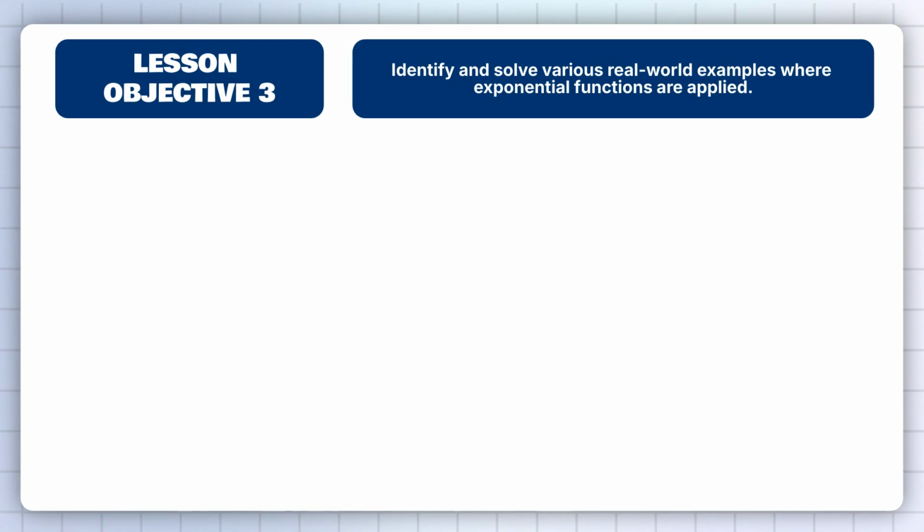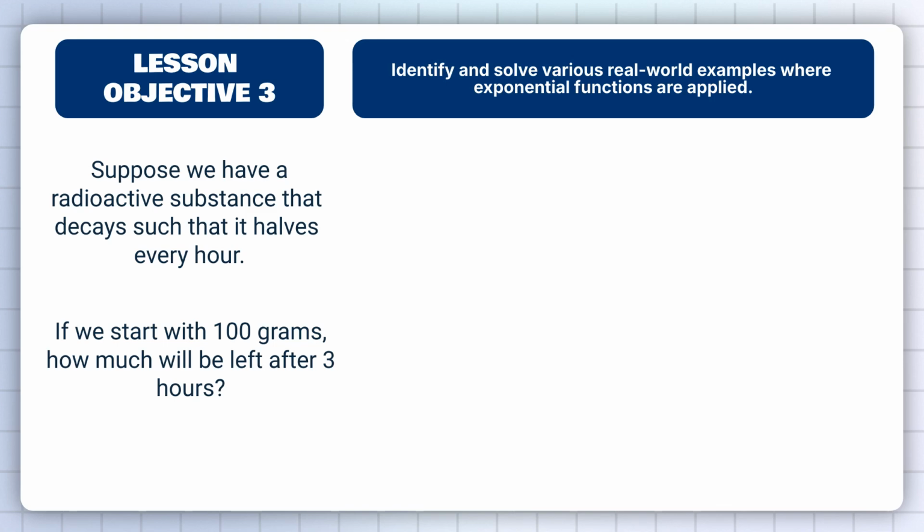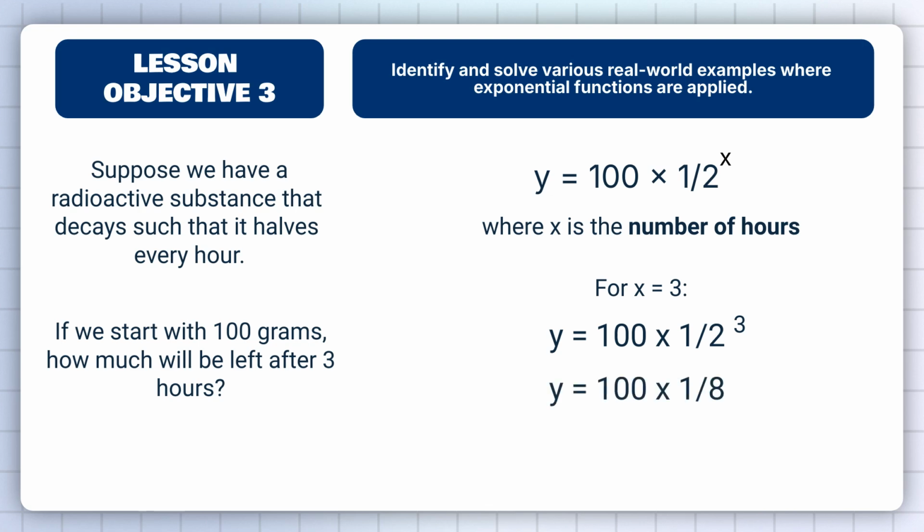For our example 3, let us now look at exponential decay. Suppose we have a radioactive substance that decays such that it is reduced by half every hour. If we start with 100 grams, how much will be left after 3 hours? We can model this situation with the function y is equal to 100 multiplied by 1/2 to the power of x, where x is the number of hours. For x equals 3, y is equal to 100 multiplied by 1/2 to the power of 3, such that 100 times 1/8 is equal to 12.5. So, after 3 hours, 12.5 grams of the radioactive substance will be left.